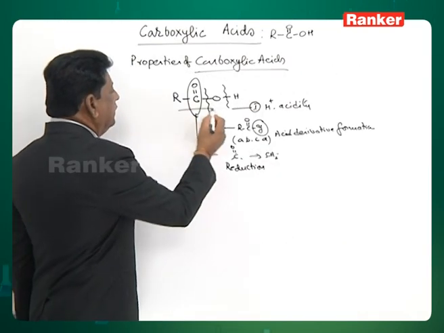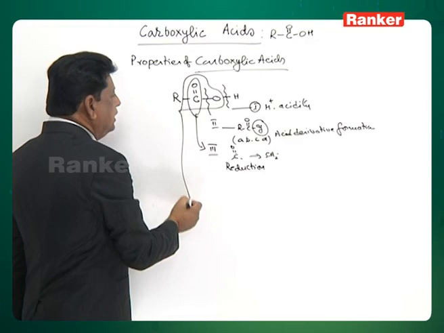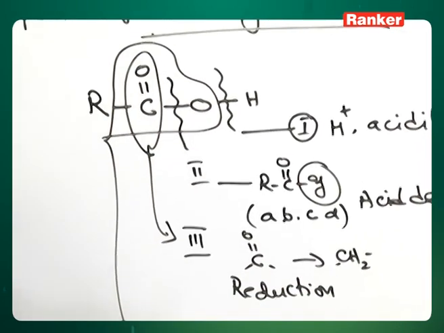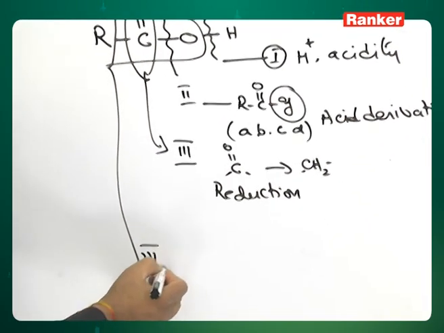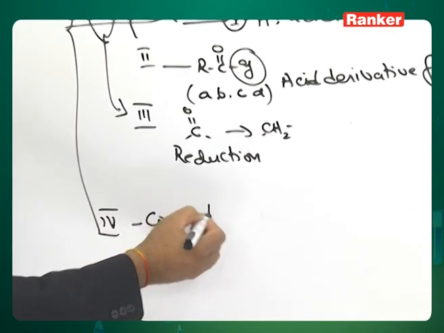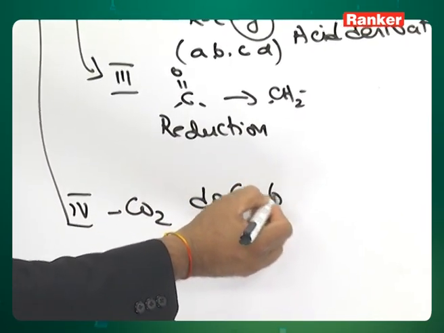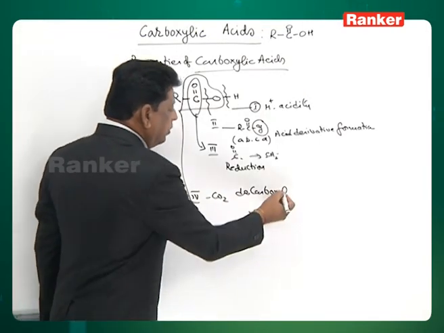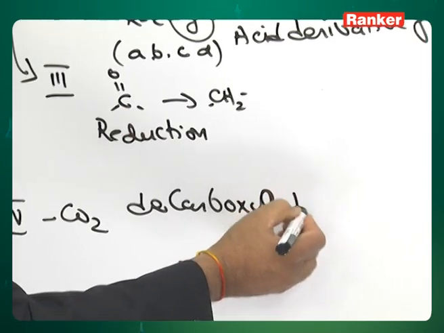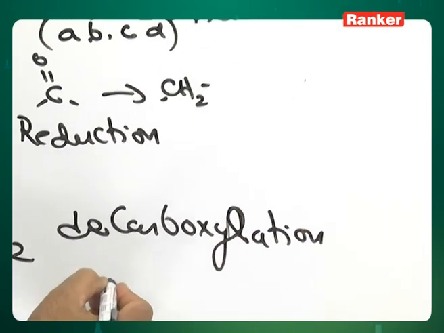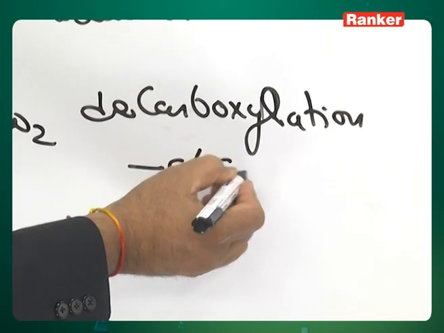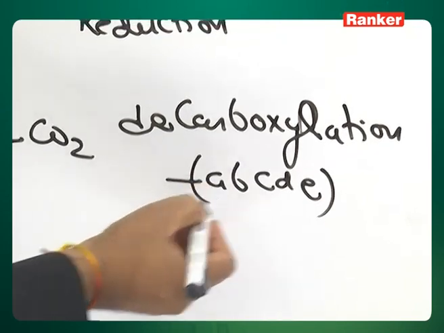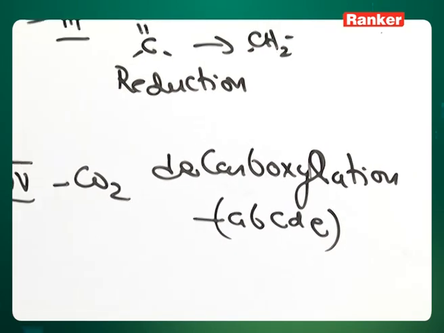And then there is another property wherein the CO and the O together are lost as CO2. This is called the decarboxylation reaction, the removal of CO2. So, there are 5 reactions, A, B, C, D, E, that we are going to see under this decarboxylation.